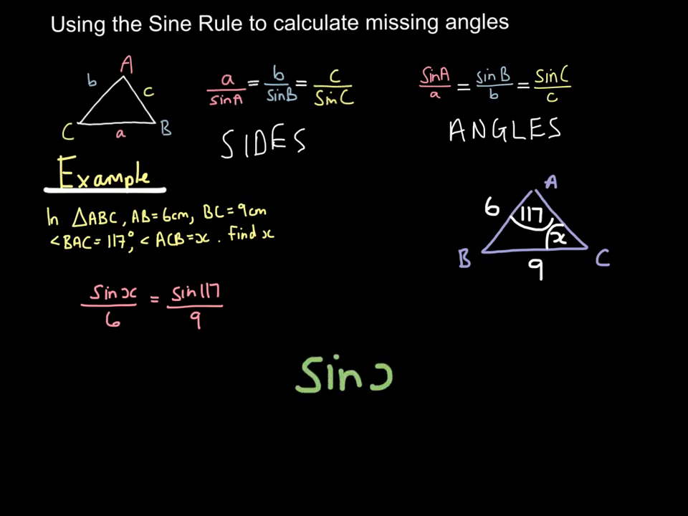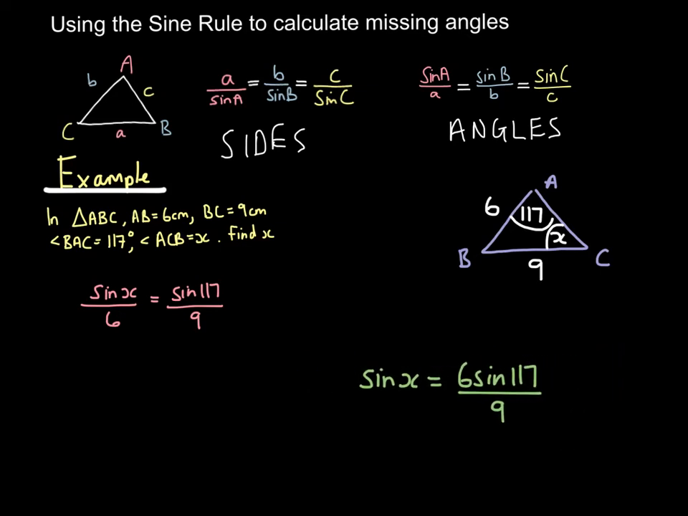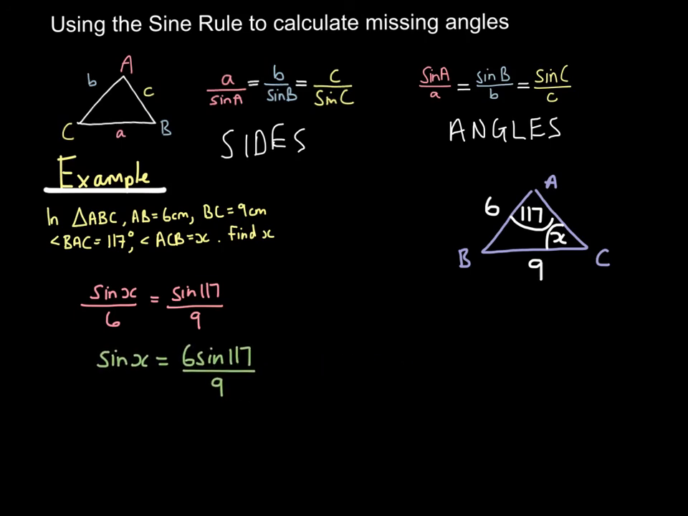So, sine of X is going to be equal to 6 times sine 117 all over 9. I'm not going to bother working out that. I'm just going to leave that there and let my calculator do all the work in a few seconds, not a few minutes. About a minute, maybe.